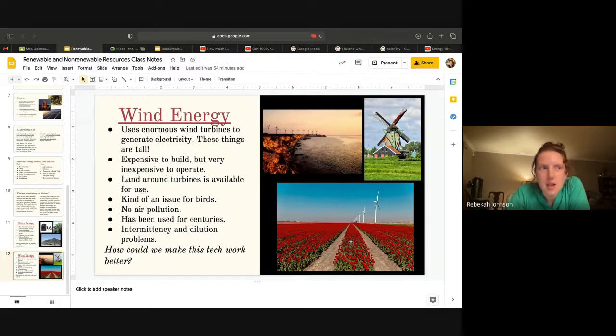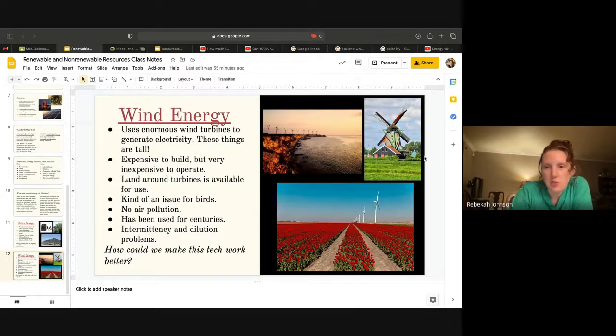Admittedly, these have been kind of an issue for birds. It's really not as funny as it sounds. As these things are spinning, of course, they're large, spinning, sharp blades, and migratory birds have been known to fly into them, and this upsets a lot of people. One great thing about it, there's no air pollution whatsoever. It's literally just wind making the power.